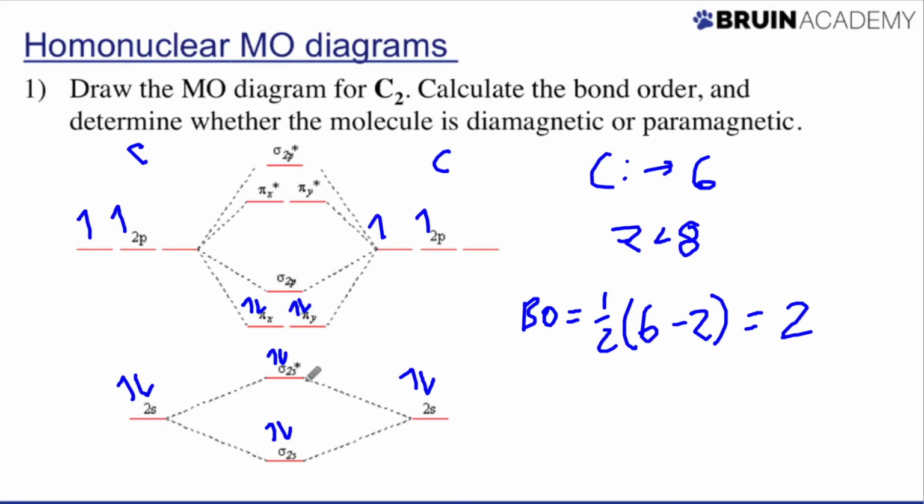And here you can look to determine whether it's diamagnetic or paramagnetic. You just look to see if you have any unpaired electrons. Here, every electron is paired, so we call it diamagnetic. And that's it. So that's for C2.